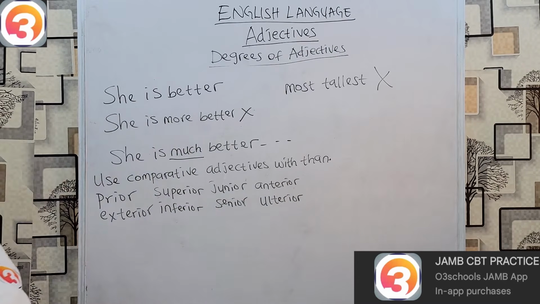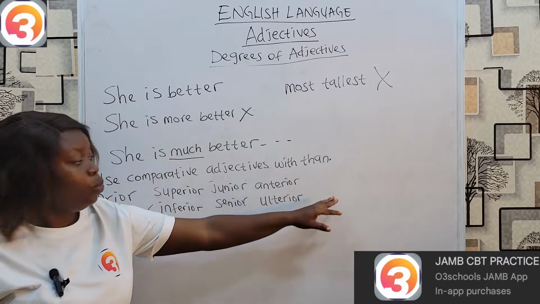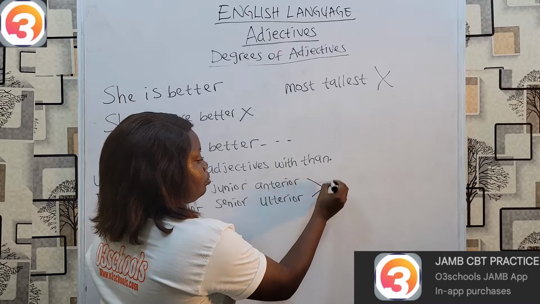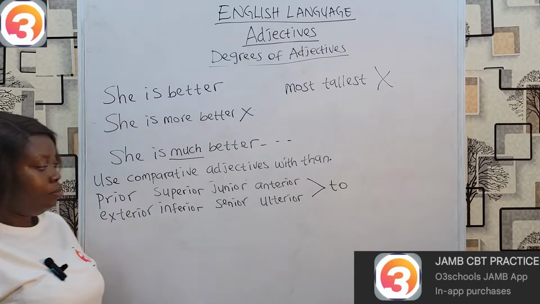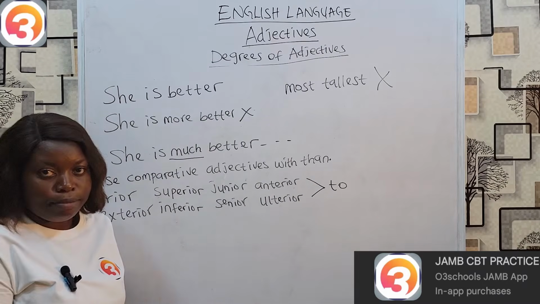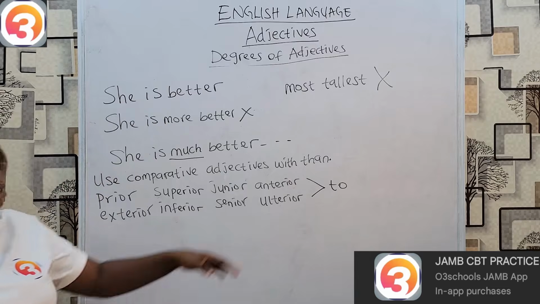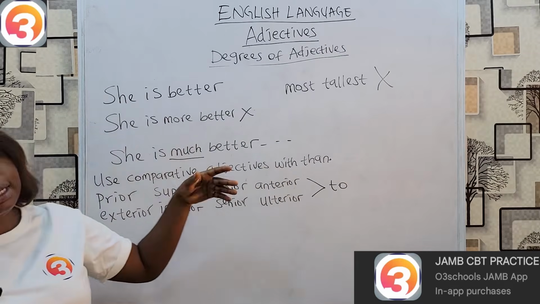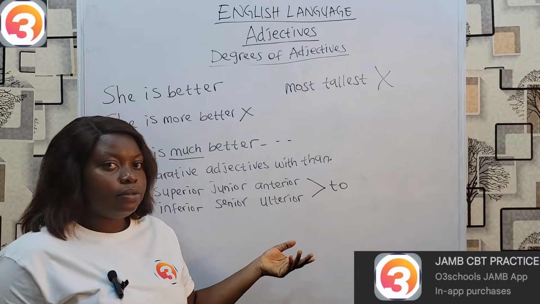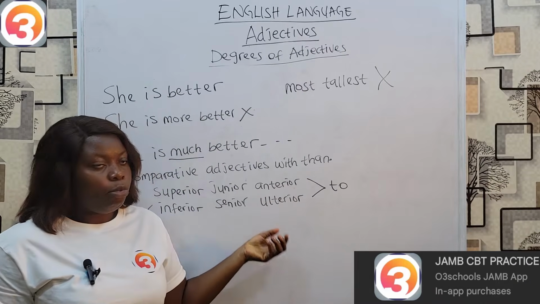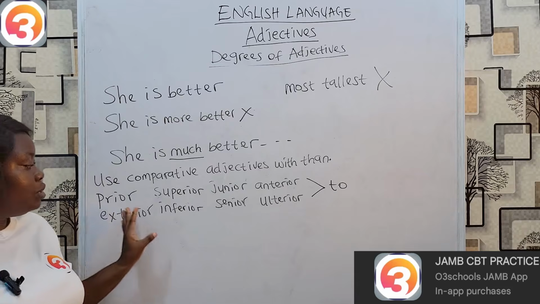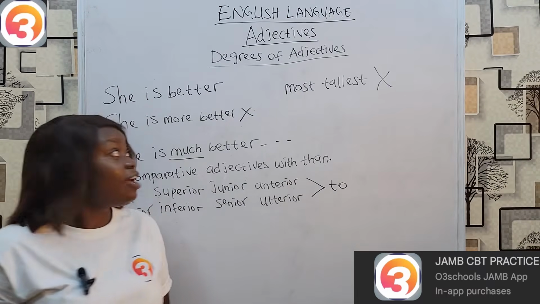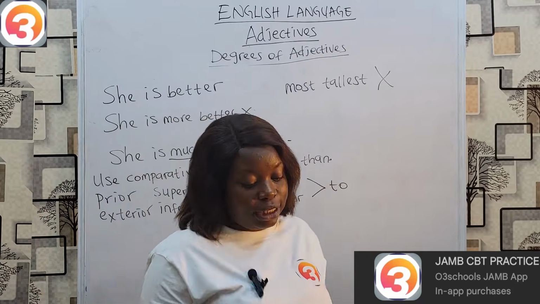So while we use other comparative adjectives with than, we use these adjectives with to. He's superior to me in the office, not than. We use comparative adjectives normally. She is better than I. He is taller than I. But for these adjectives, we do not use than, we use to with them. That's that for degrees of adjectives.